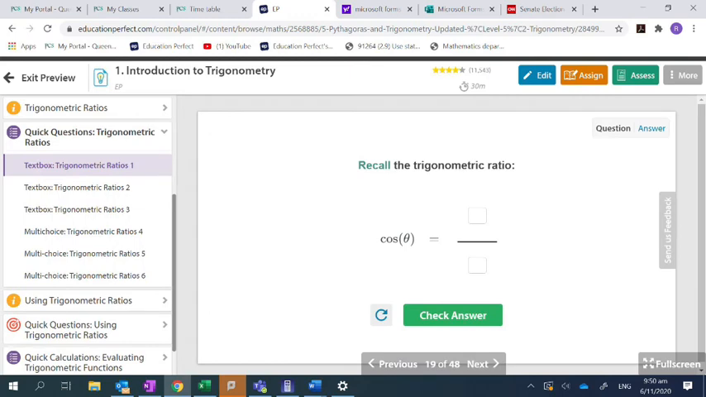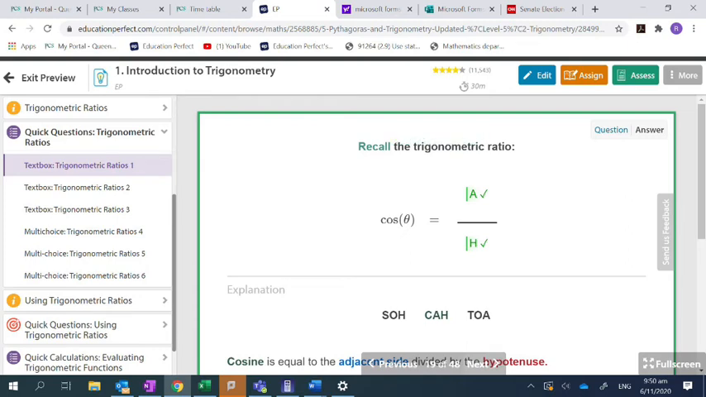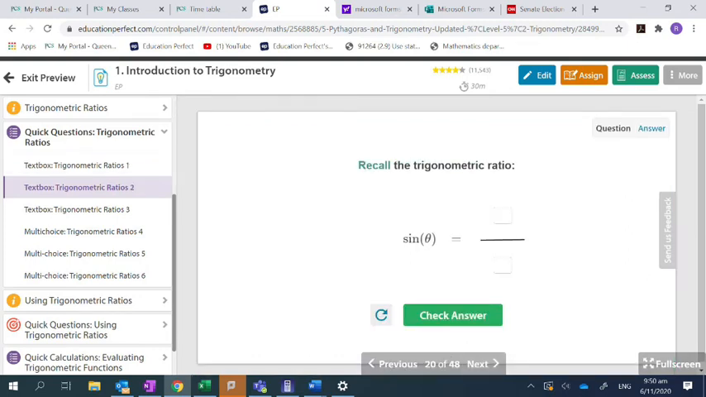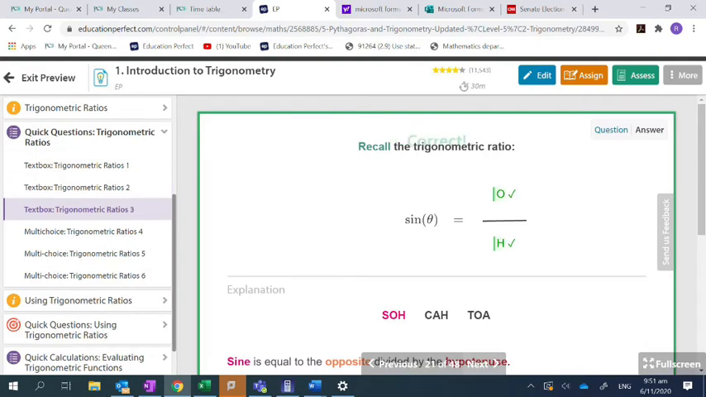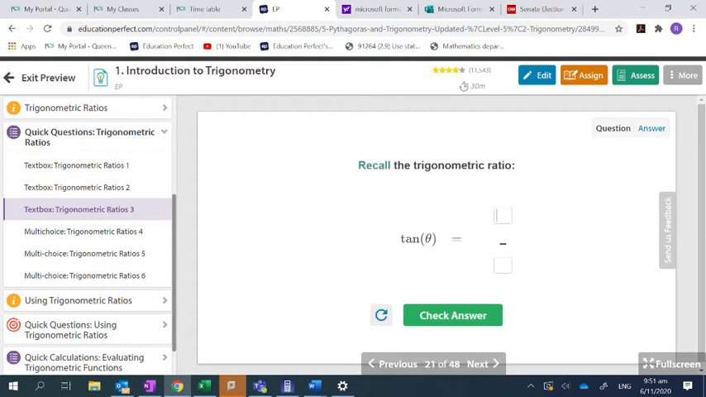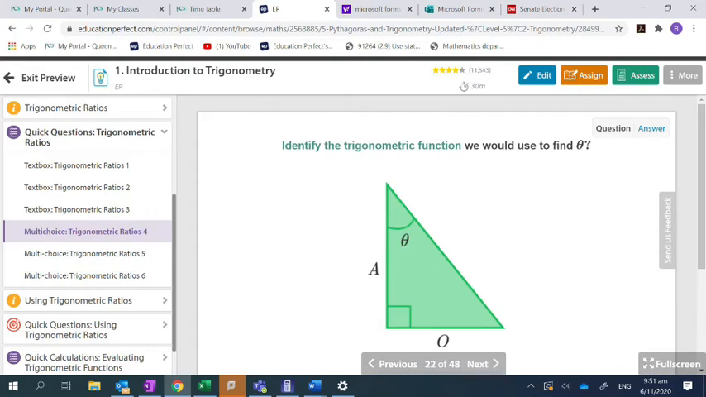So here's a ratio. It's cosine. SOH-CAH-TOA, so CAH is A over H. See? You've got it. All you need to know. Sine, so what is it? O over H. Always, never going to change. Tangent, O over A. Boom. You're done. You know trig. I'm sorry, I didn't check your answer.